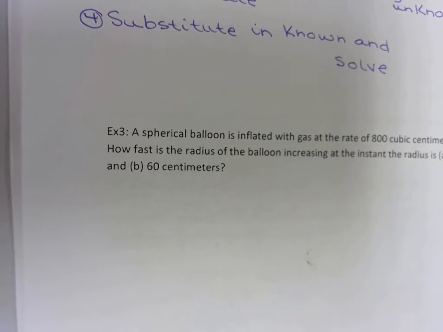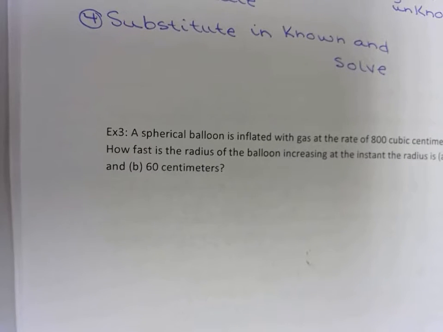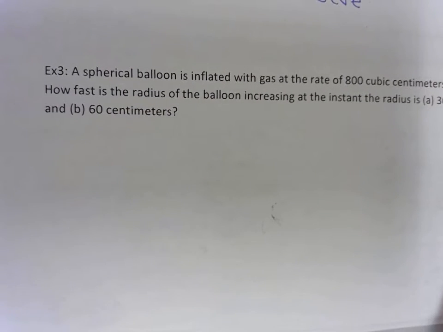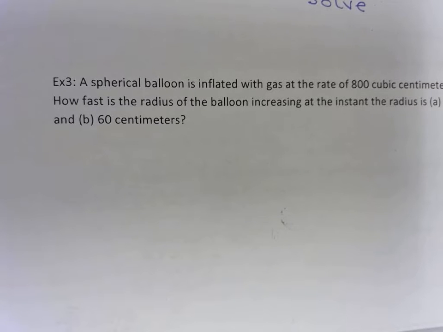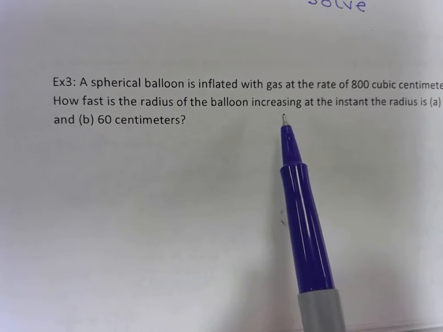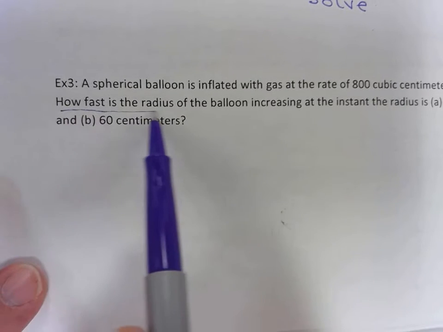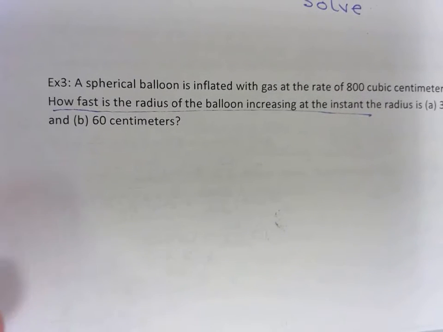A spherical balloon is inflated with gas at the rate of 800 cubic centimeters per minute. How fast is the radius of the balloon increasing at the instant the radius is A, 30 centimeters, and B, 60 centimeters? So first thing, as I read it, I want to know how fast the radius of the balloon is increasing at the instant the radius is so and so. Since I want to know how fast something is increasing, we are looking for a related rate, how something is increasing or decreasing.